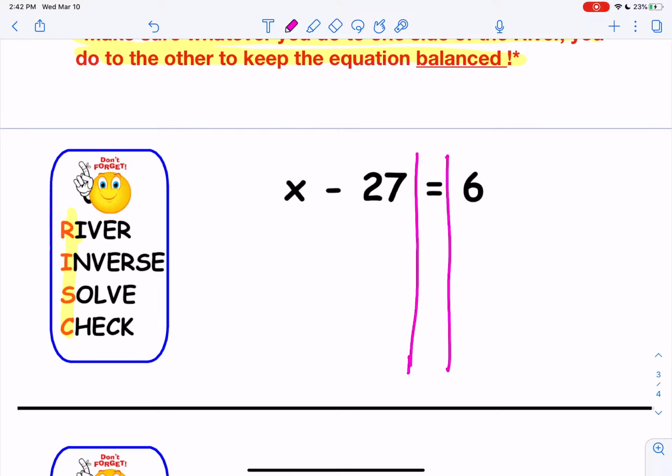If you see something going on the left-hand side of the river, then you know you should also be seeing it on the right-hand side of the river. So that's what the river's for.